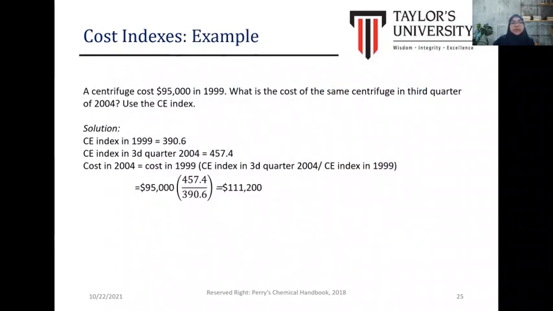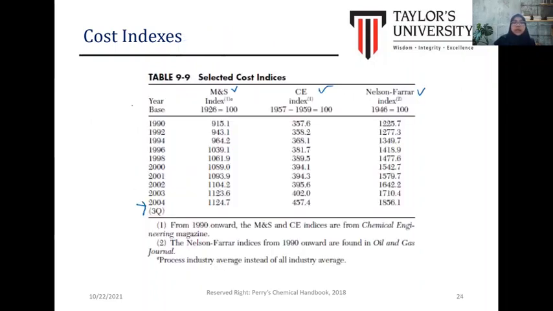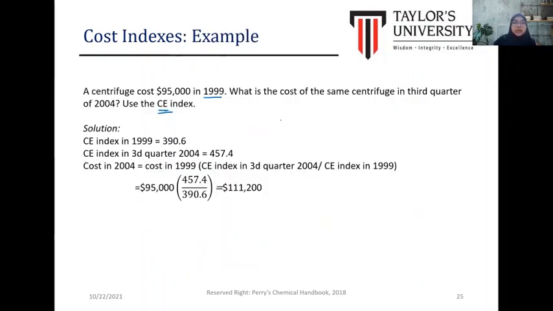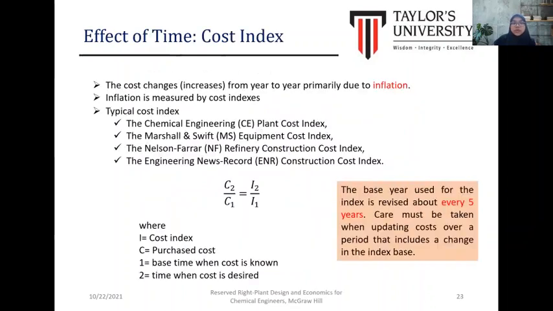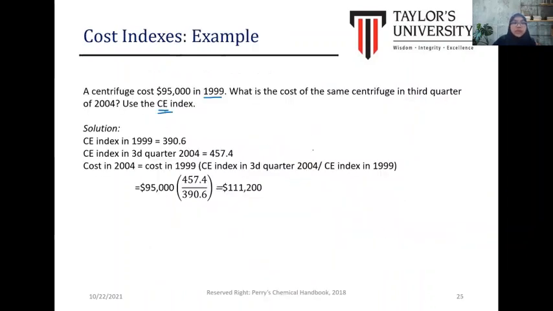For example, a centrifuge cost 95,000 USD in 1999. What is the cost for the same centrifuge in the third quarter of 2004? Use the CE index. For the CE index in 1999, the value is about 390.6.